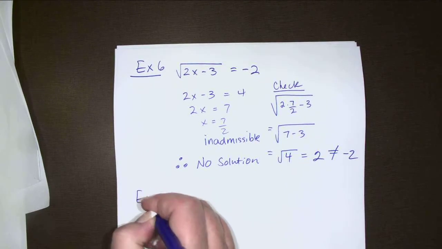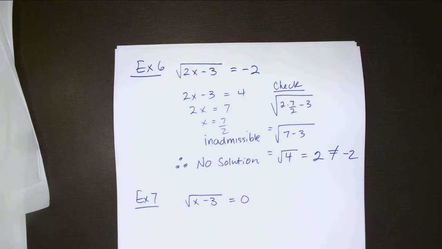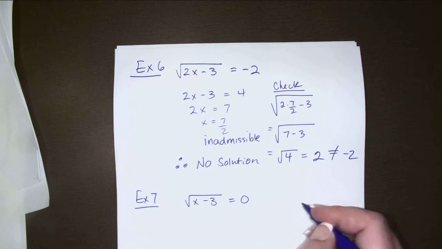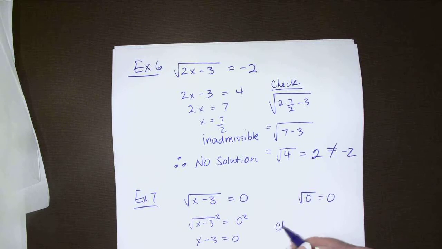7. Is 0 okay? Yes. Square root of 0 is 0. Without doing any work, tell me the answer. Square root of 0 is 0. What do you plug in here to make this 0? 3. 3 minus 3 is 0? Right. If you square both sides, 0 squared is 0. X equals 3. And your check. And it works.